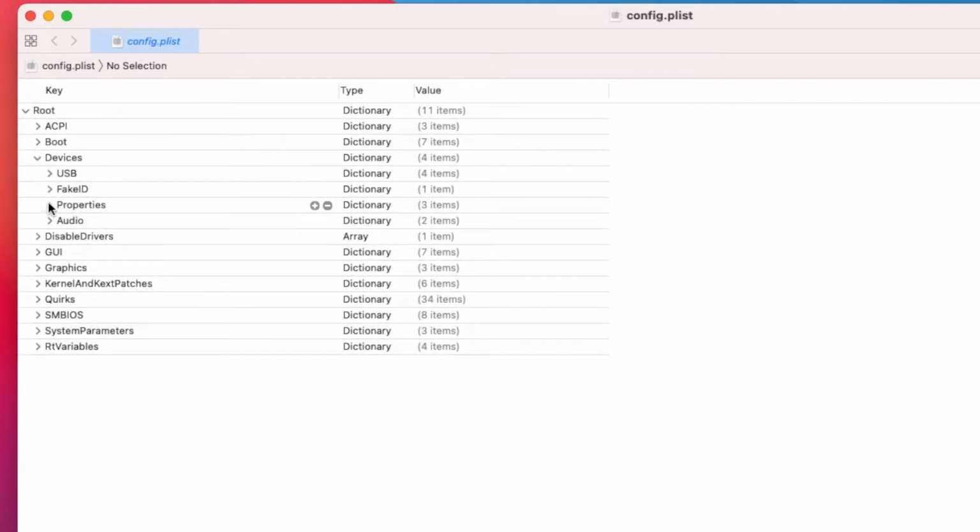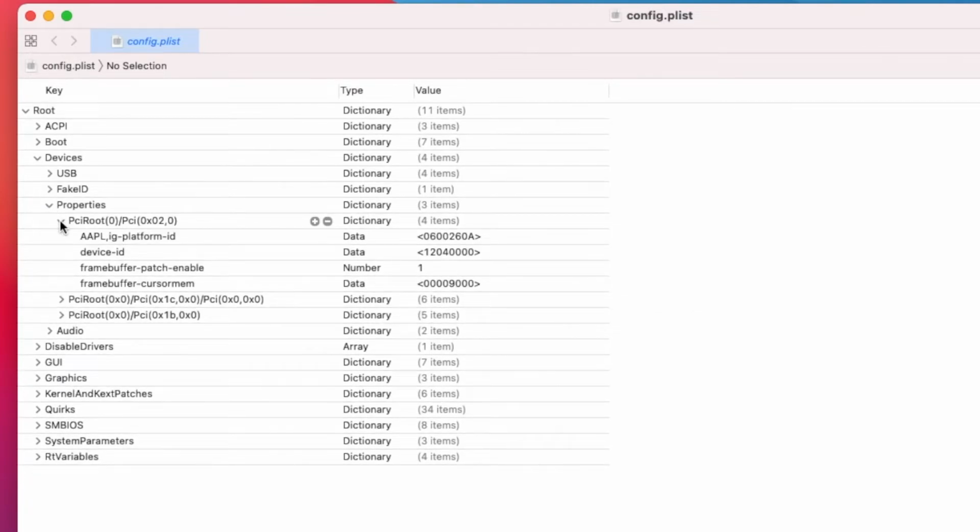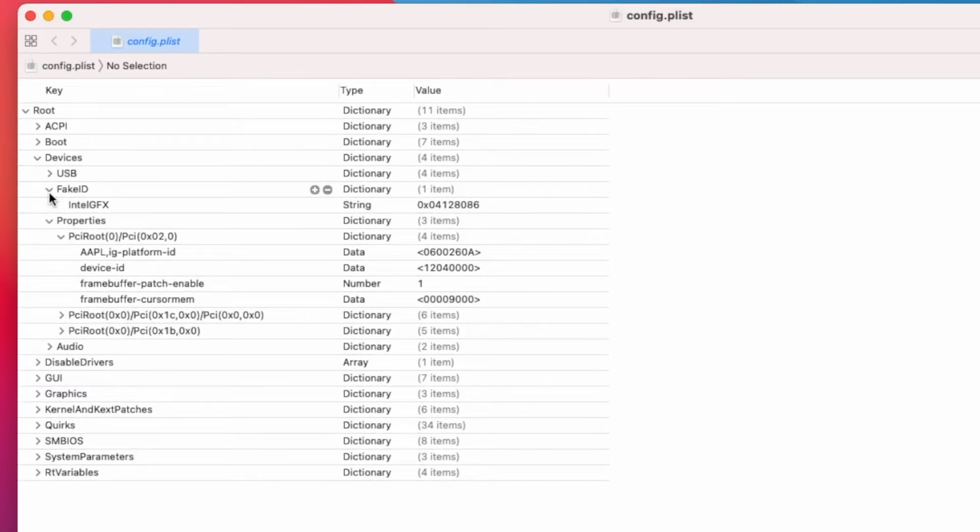Devices, properties, same thing. Didn't have to put anything else. I also put the fake ID same as the other one, and it worked. So I don't think the fake ID was needed.